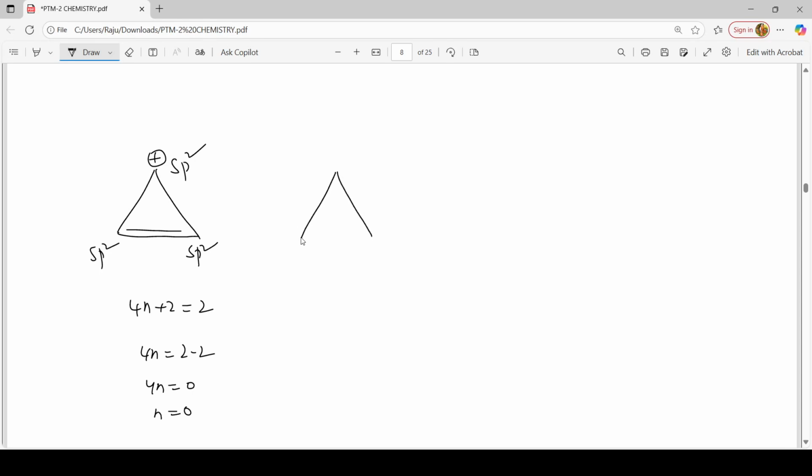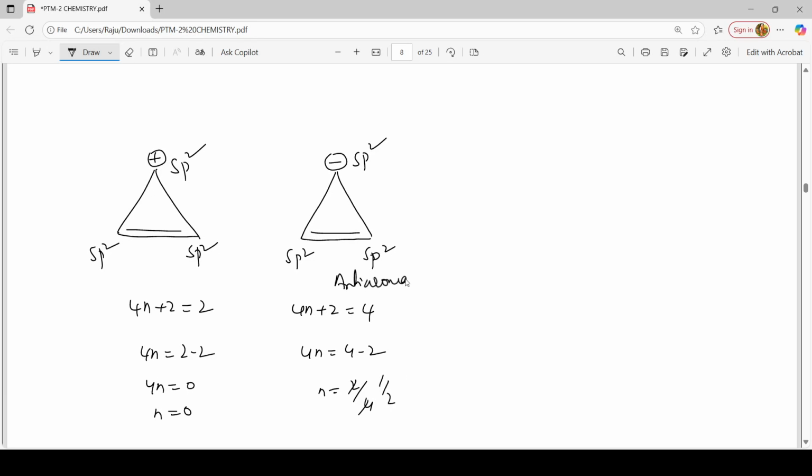Come to the case of the cyclopropenyl carbanion. Here also all three carbons have sp2 hybridization. 4n plus 2 is equal to 4, 4n is equal to 4 minus 2, so n is equal to 2 by 4. This is fractional, so it is anti-aromatic. The first one is aromatic. Come to the case of the cyclopentadienyl anion.